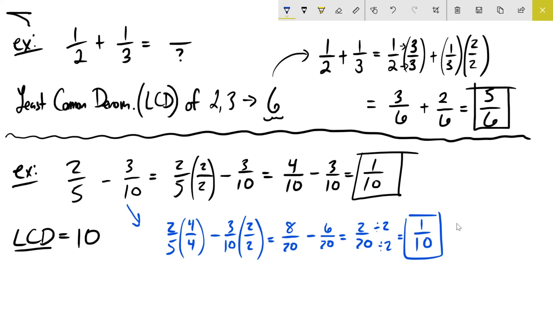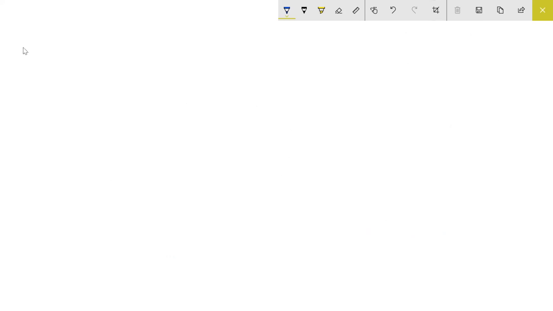What if we throw in, let's go back. What if we throw in like a whole number or something? So what if it's like 2 minus 3/7? What should we do with that?